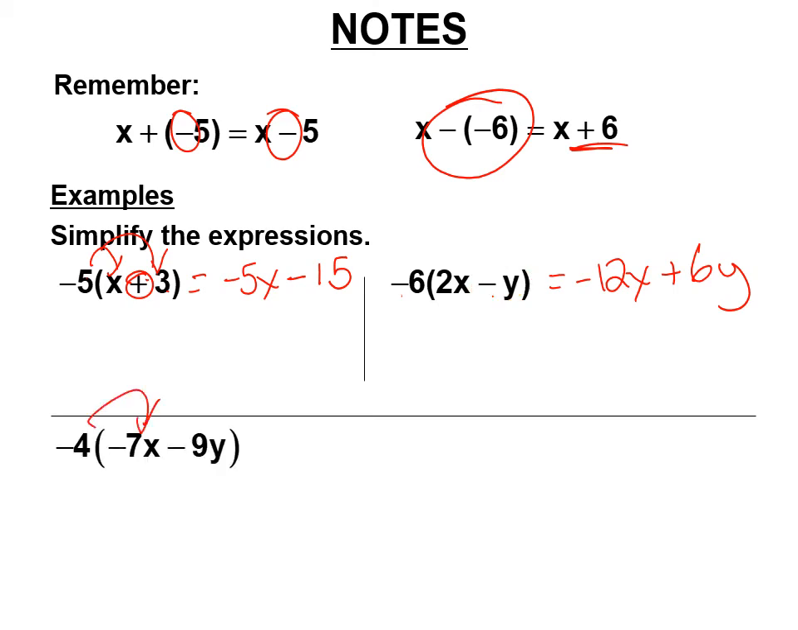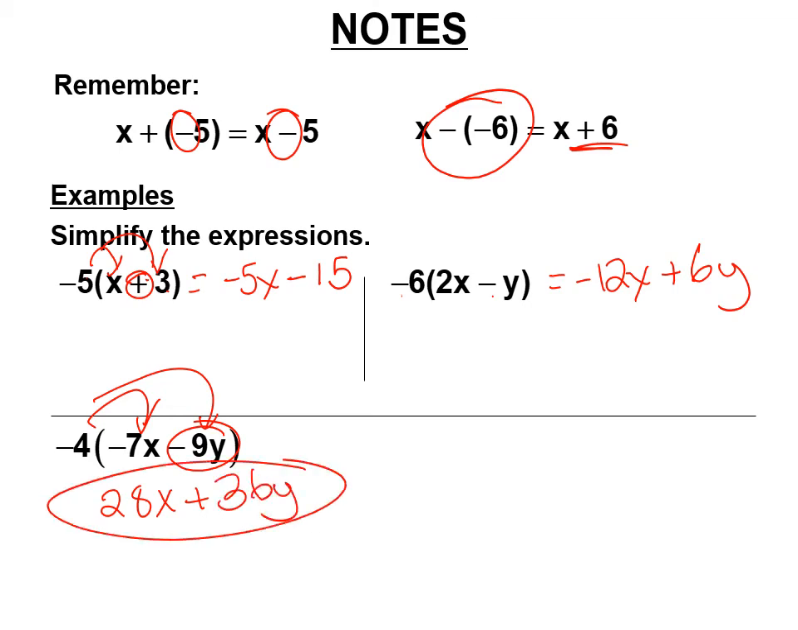So we have negative 4 times negative 7x, that's positive 28x. Negative 4 times negative 9y, that's plus or positive 36y. And that's nicely in alphabetical order. Okay.